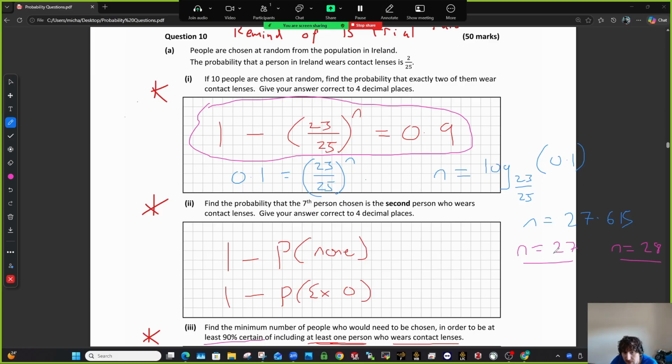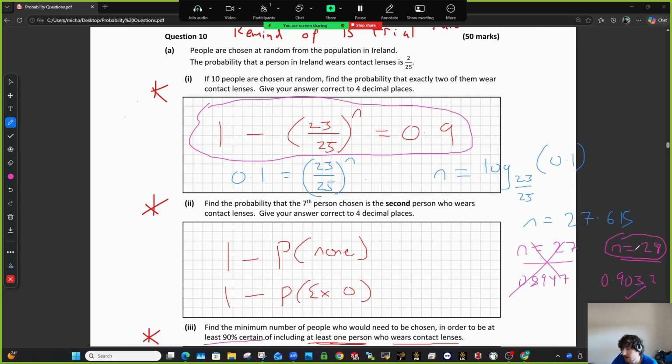When you use 27, what this works out as is 0.8947. Now, what do we think there, people? Has that gone at least 90%? No, it hasn't. We need it to go over 90%. If we put 28 in here for n, we get 0.903. We'll round it up. Now that's a tick, because once we hit 28, we are in the at least 90%. So the answer to this question is 28.